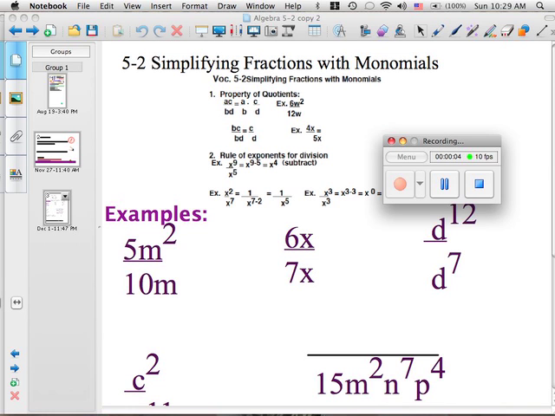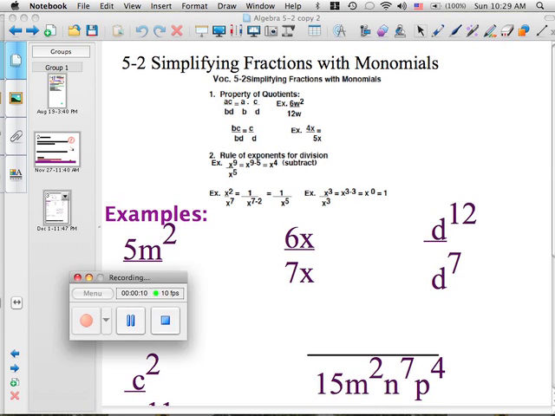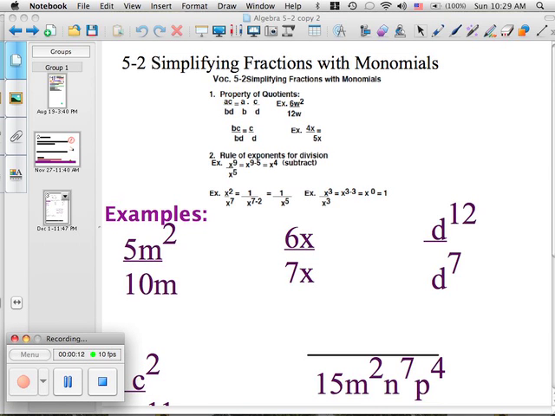We're on Chapter 5, Section 2, Simplifying Fractions with Monomials. This small area right here is your vocabulary that you can copy down in your vocabulary notebook. The rule that we're going to be using is subtracting exponents when we're dividing powers and canceling.